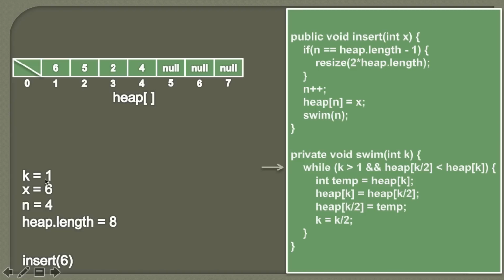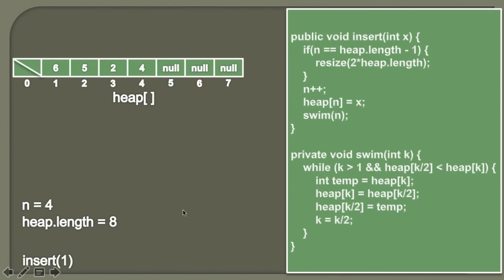Now as k is equal to 1, it is not greater than 1. So therefore we know that 6 is now at its correct position, because among these 4 values, 6 is the largest value. And we know that in Max Heap, the value at index 1 is the maximum among the other values. So the condition in while block comes out to be false.